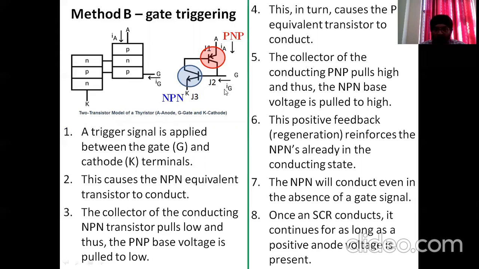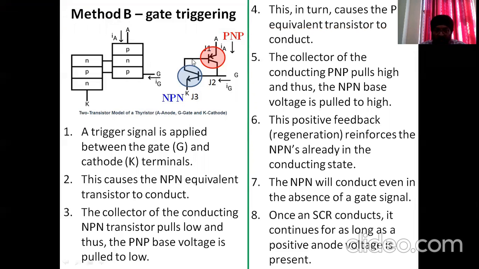So in this common emitter configuration, now this gate is made more positive compared to the cathode. So when the gate is made more positive compared to the cathode in common emitter configuration, the transistor starts to conduct, and the collector current starts to flow over here. Because now this NPN transistor is conducting, this collector current starts to flow.